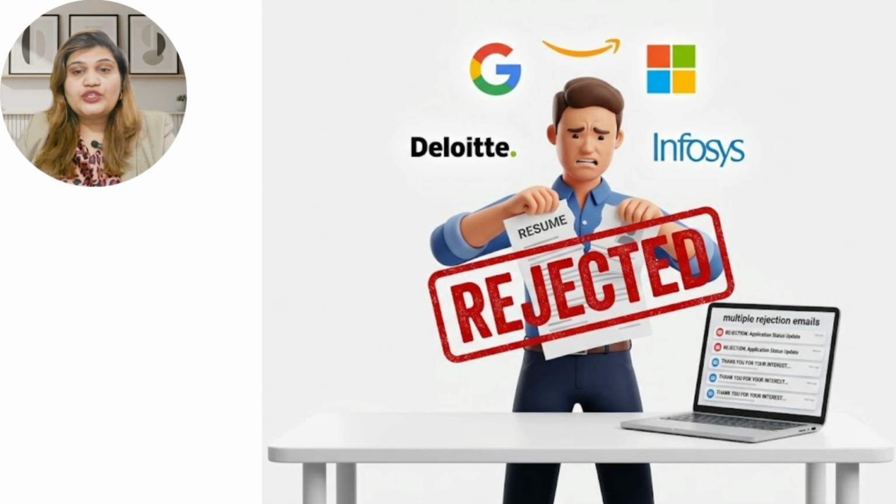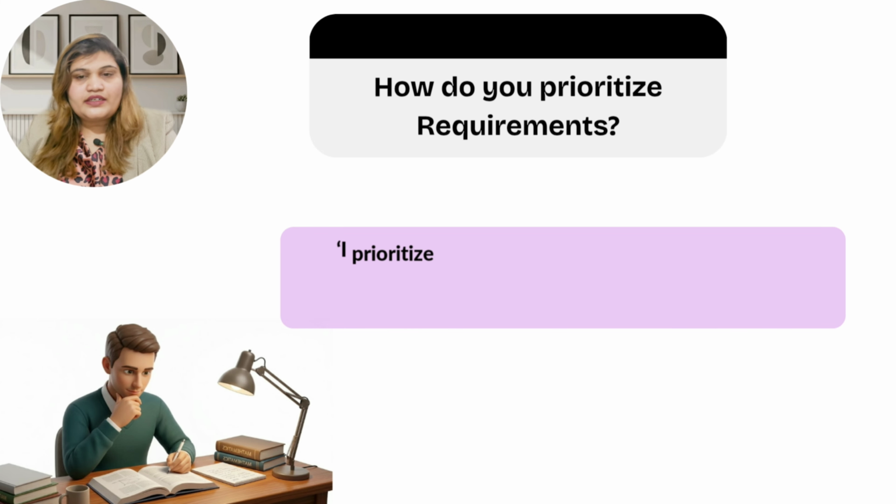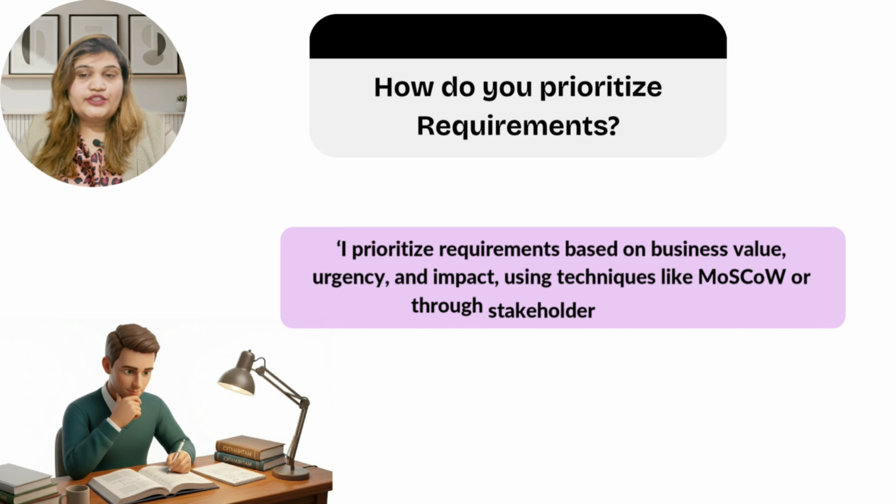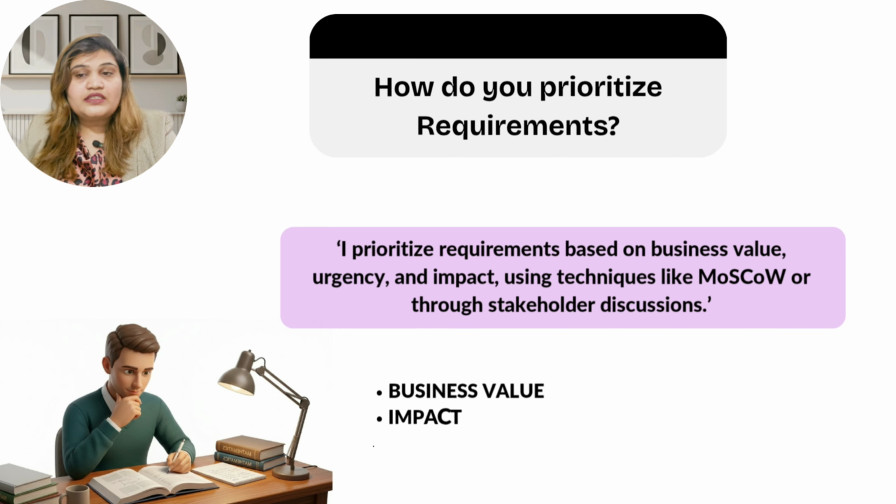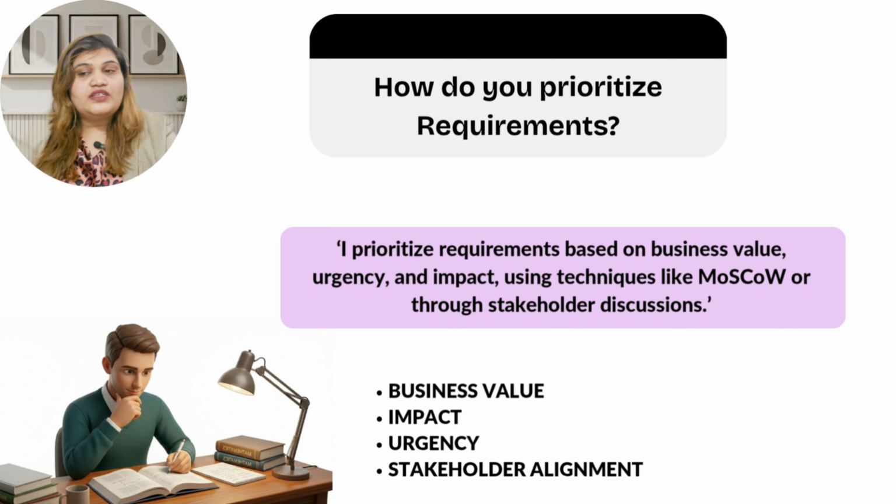It's too vague. What is importance? Who decides? Not mentioning a framework like MoSCoW or any structured method. Ignoring stakeholders and their inputs. The right way to answer: I prioritize requirements based on business value, urgency, and impact, using techniques like MoSCoW or through stakeholder discussions. And a pro tip: use words like business value, impact, urgency, stakeholder alignment when you speak. It shows the interviewer that you are not just following instructions, you understand how priorities affect project outcomes.